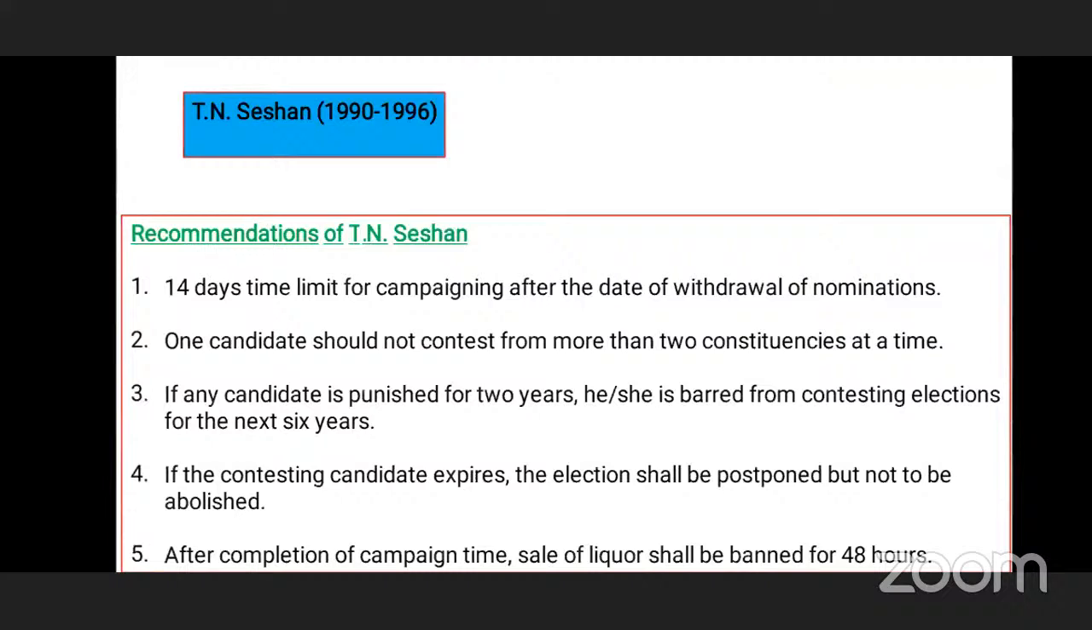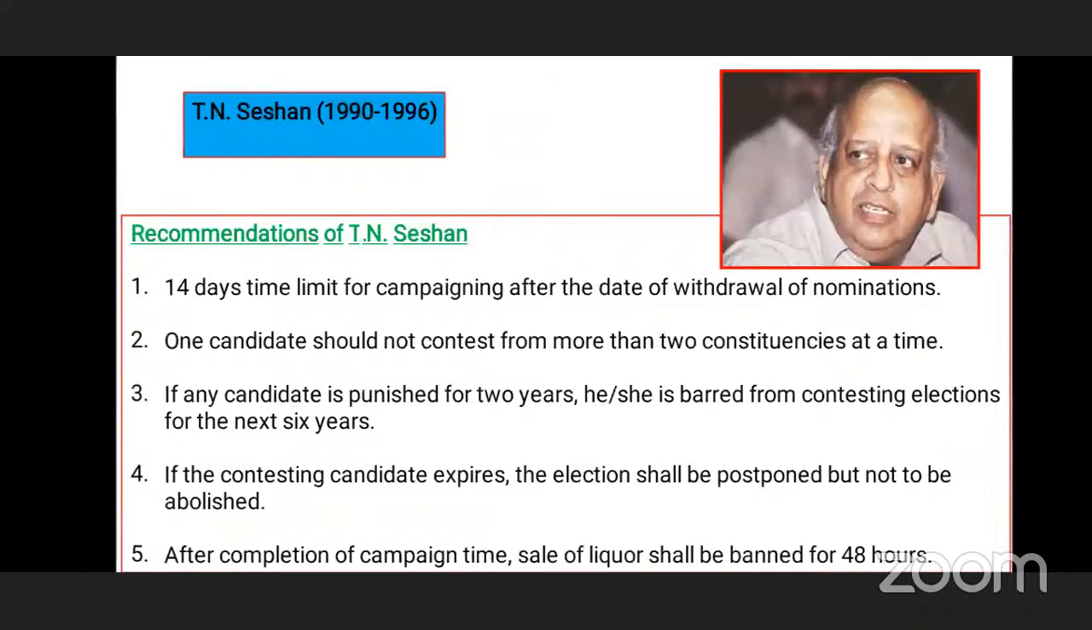T.N. Seshan was the Chief Election Commissioner of India. He became Chief Election Commissioner in 1990 and served until 1996.